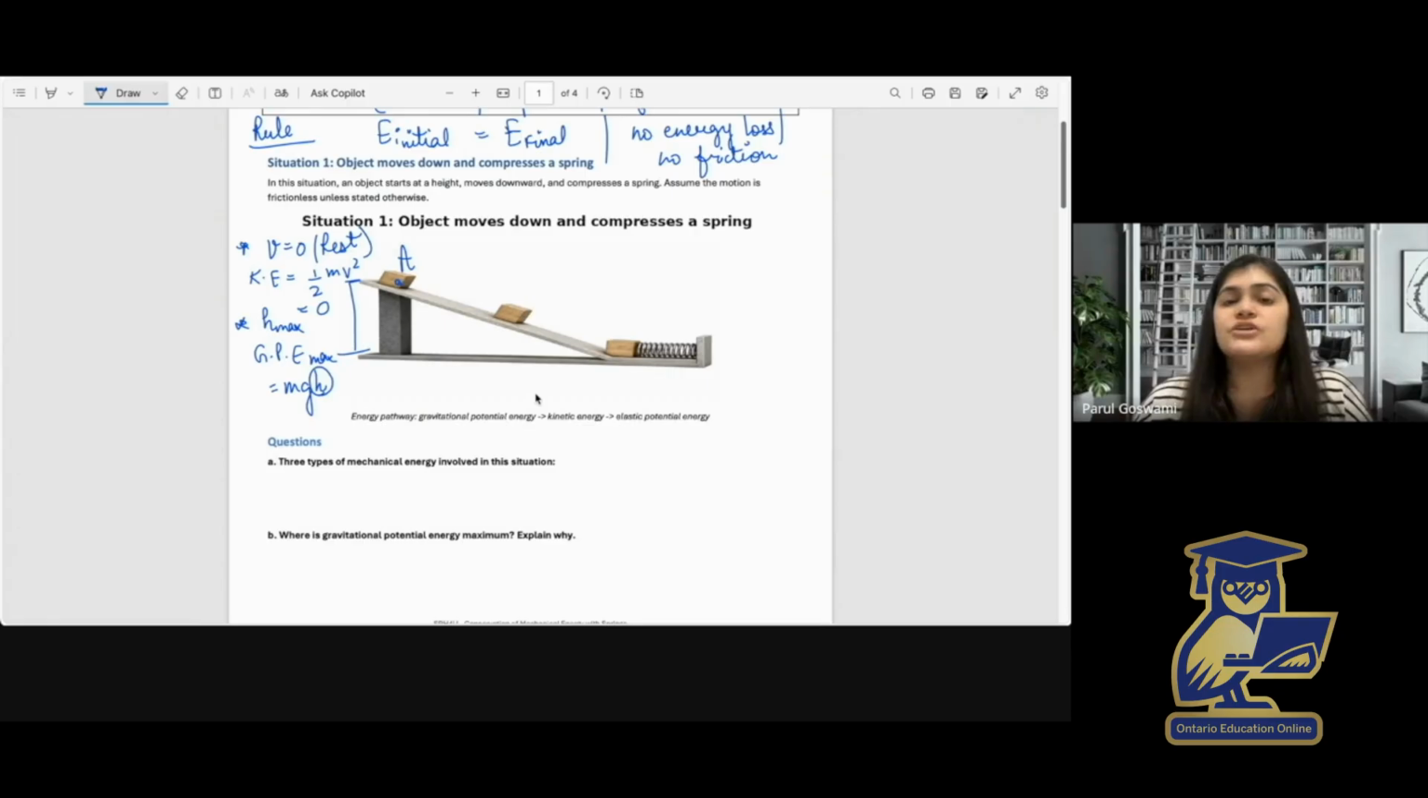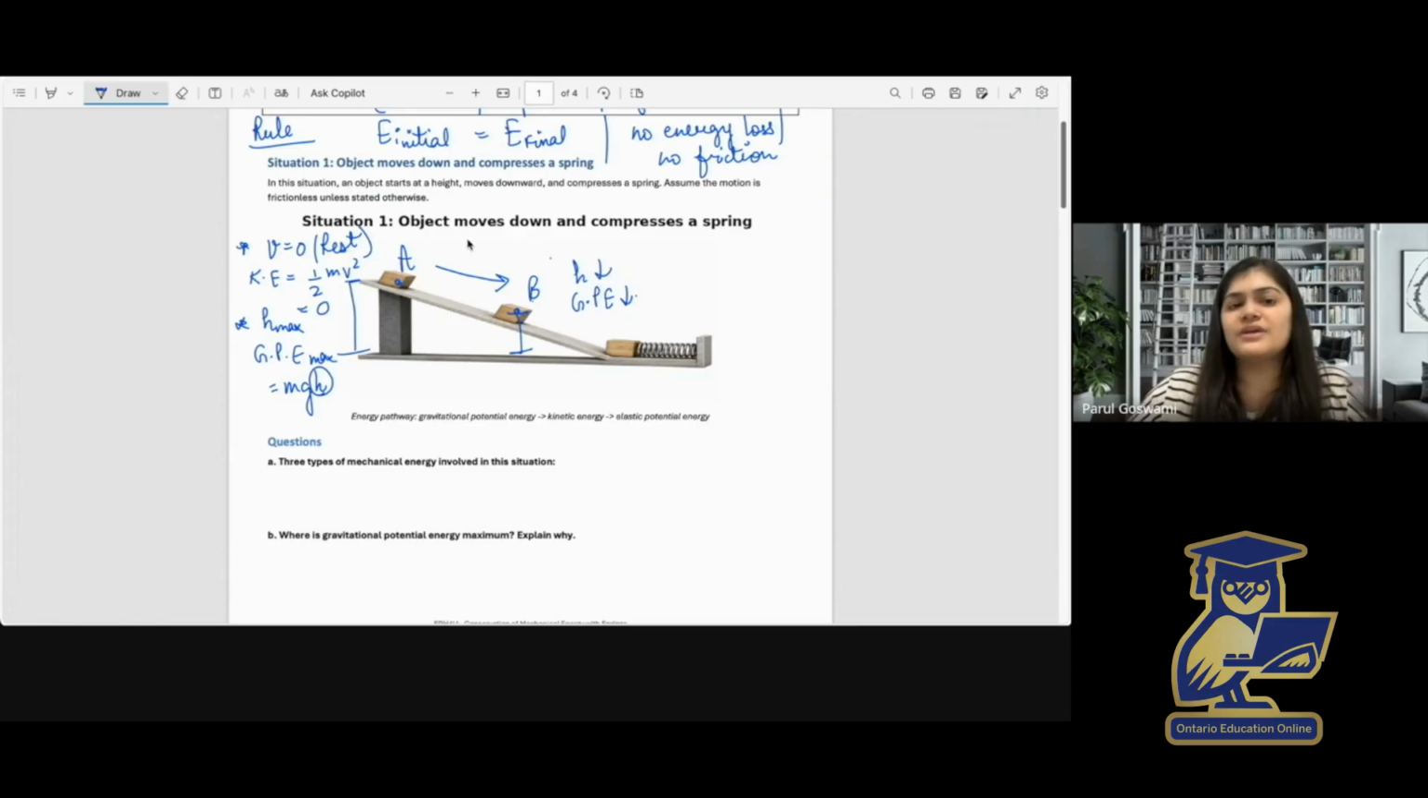Now, as the object moves down the ramp, it loses height. This means gravitational potential energy decreases, because again, gravitational potential energy depends on height. As it is moving down, let's mark this point B. At point B, you can see height is less. So as height decreases, which energy decreases? GPE.